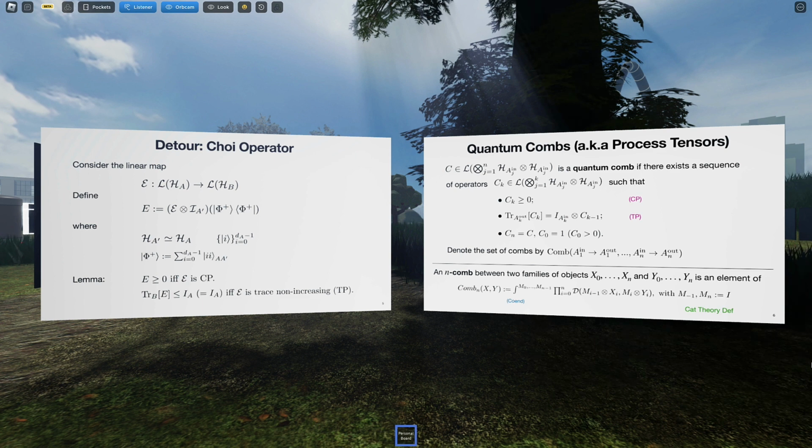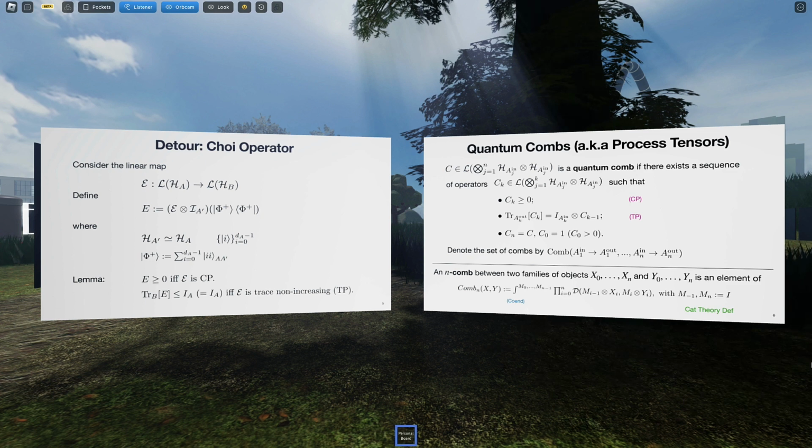Okay, so what is a quantum comb? It is essentially the Choi operator of a series of channels where there is some memory, some system that is pushed between each of the sequence of channels. So how is this formalized? Well, firstly, we need a positive semi-definite operator. So C, the comb, is a positive semi-definite operator because we need things to be completely positive in general.